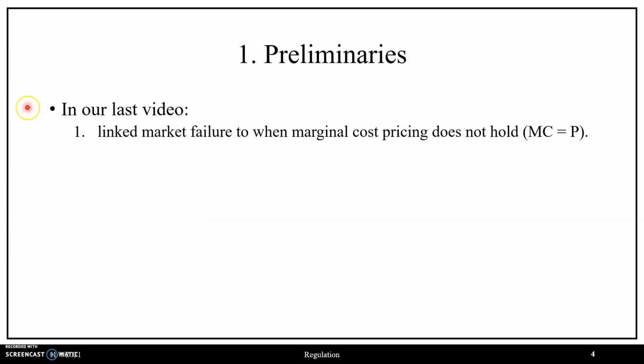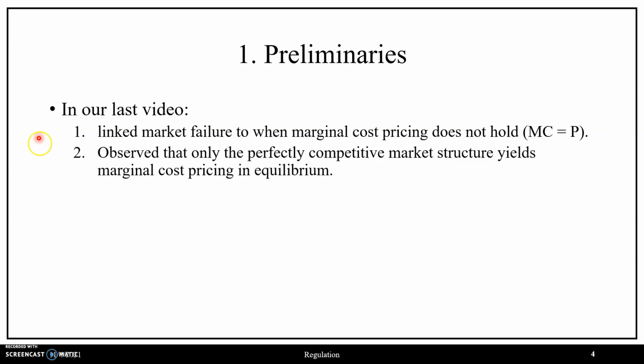Beginning with our preliminaries, in our last video we linked market failure to when marginal cost pricing does not hold, that is, when marginal cost does not equal price. For when price does equal marginal cost, price is a signaling device giving all the relevant information to consumers and firms about the opportunity costs associated with a particular product or service. The second thing we did is we observed that only the perfectly competitive market structure yields marginal cost pricing in its equilibrium.